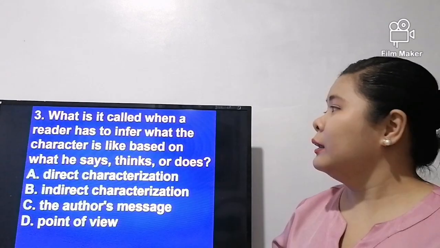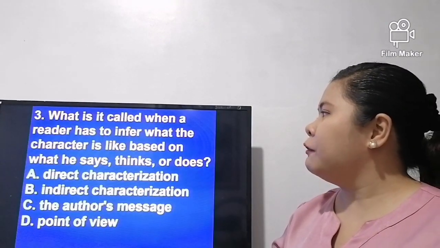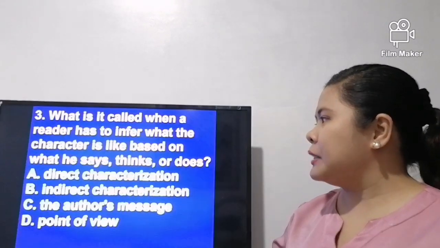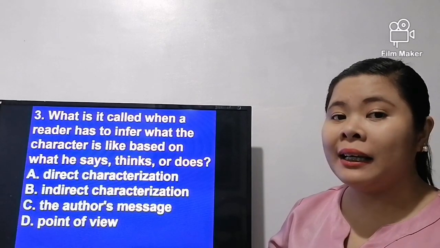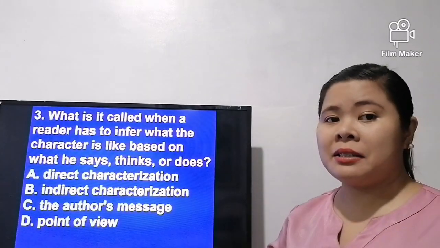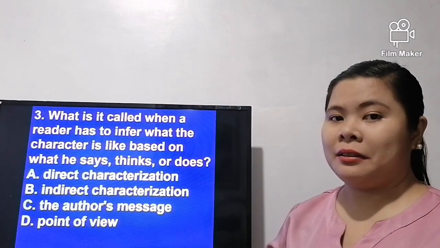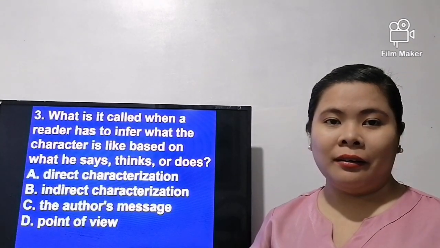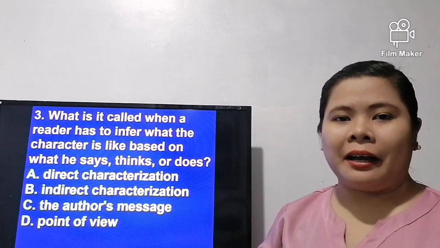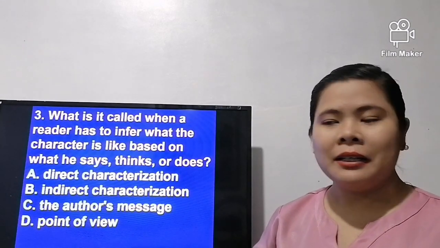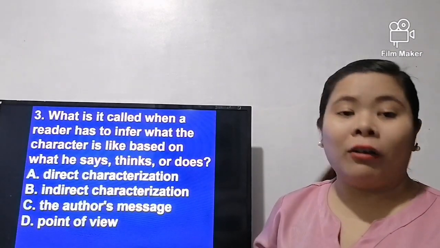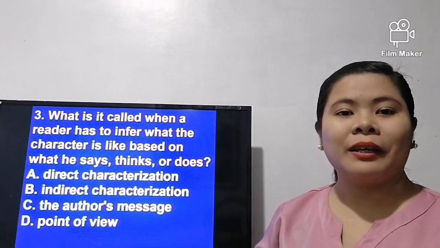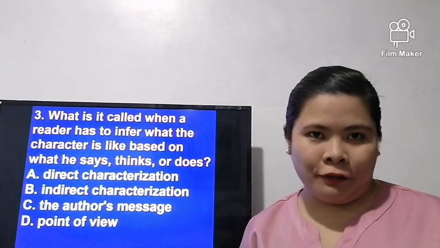What is it called when a reader has to infer what the character is like based on what he says, thinks, or does? A, direct characterization. B, indirect characterization. C, the author's message. And D, point of view.